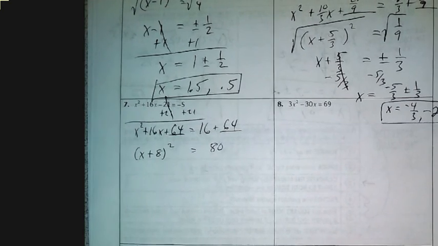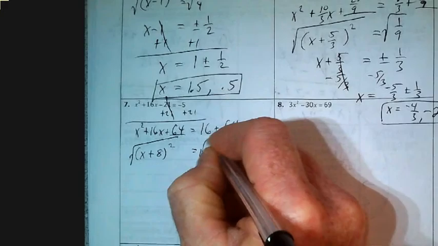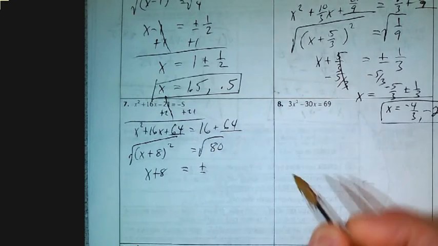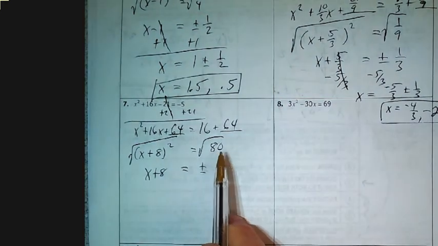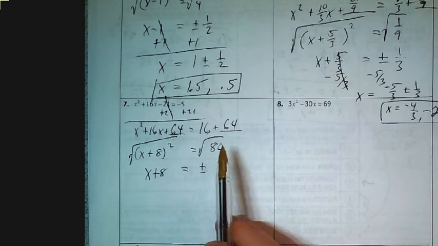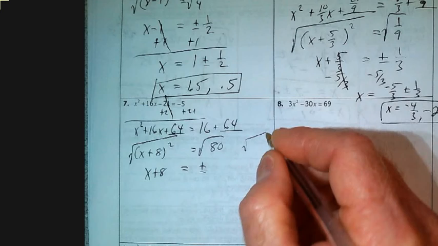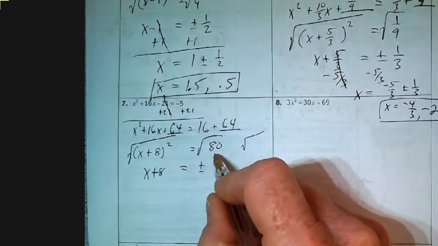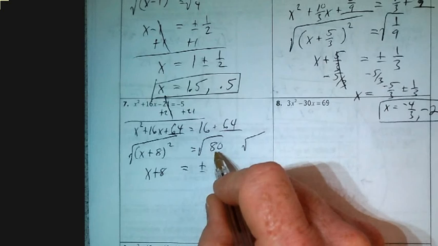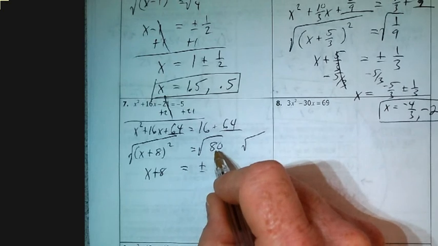All right, square root of both sides, x plus 8 equals plus minus. We need to simplify the root of 80. This is one of those common numbers that we take roots of. You're close. The largest perfect square factor of 80 is 20 and 4. Nope.